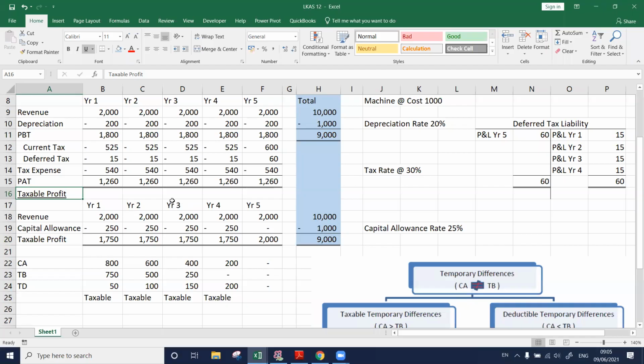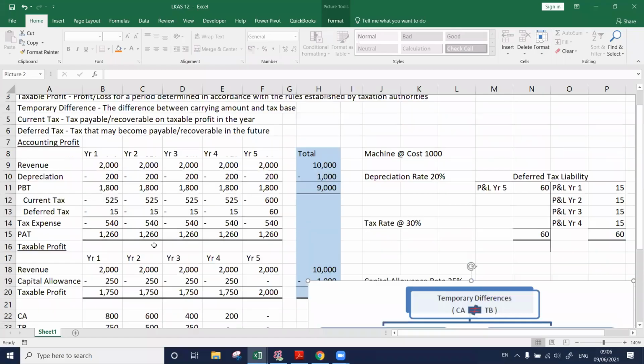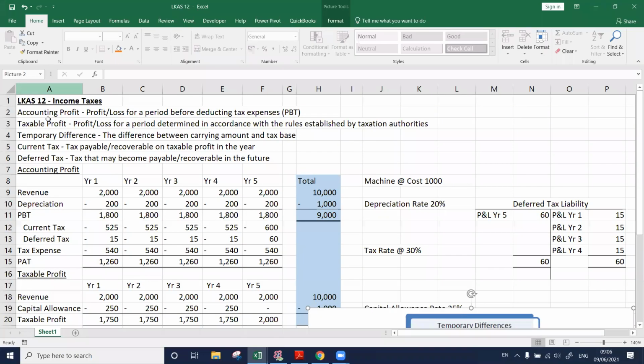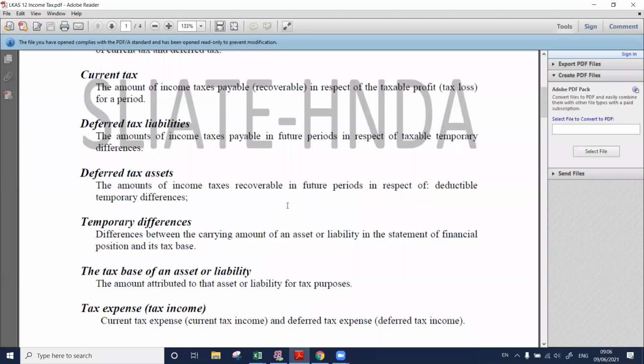Right. So I will upload this document to your Google Classroom. You can again have a look at this. And it is very important to understand these terms with understanding: accounting profit, taxable profit, what is temporary difference, right? I have uploaded this document to your Google Classroom, and there are a few questions. In fact, there are 3 questions in this document.